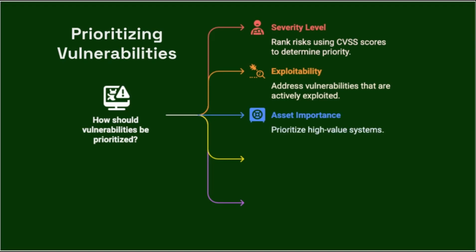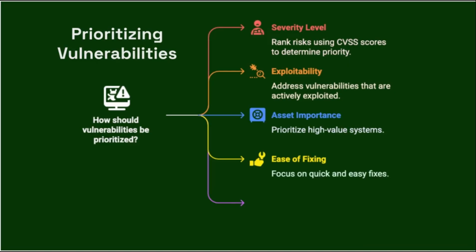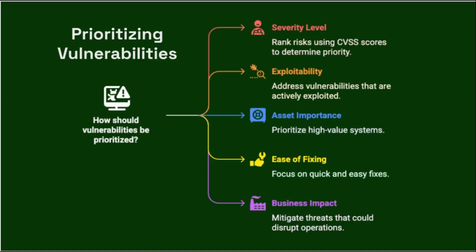3. Asset importance, vulnerabilities on high-value systems should take top priority. 4. Ease of fixing, quick wins, like applying a simple patch, can reduce risk fast. 5. Business impact, focus on threats that could disrupt operations or damage your brand.